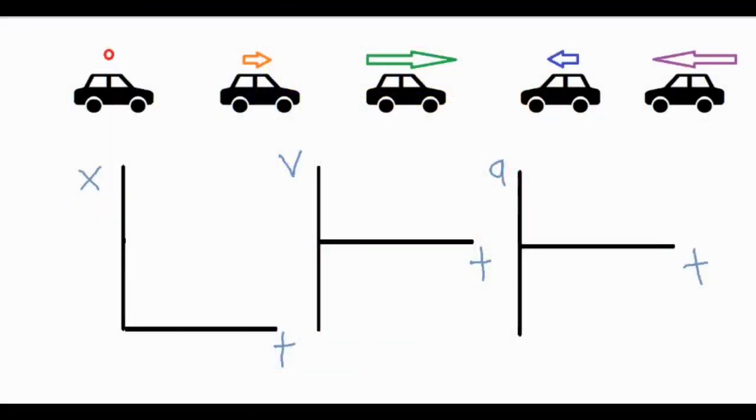In this video, we're going to be taking a look at some constant velocity graphs. We have 5 different vehicles exhibiting 5 different types of motion, and we're going to take a look at what those look like on a position versus time graph, velocity versus time graph, and acceleration versus time graph.